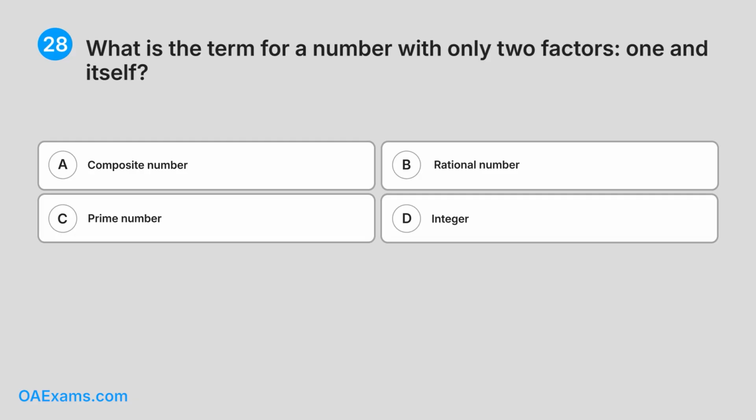28. What is the term for a number with only 2 factors, 1 and itself? A. Composite number. B. Rational number. C. Prime number. D. Integer. Can you guess the answer?